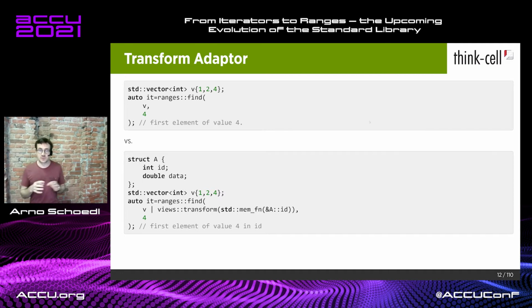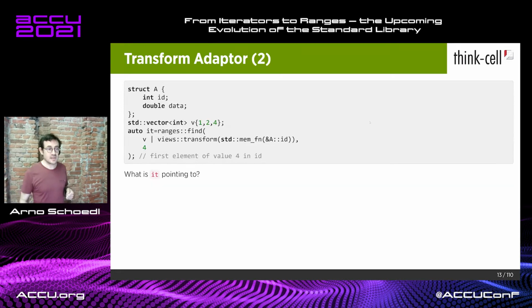The constructor doesn't do anything more. And then when you start iterating over that range, then whenever you are dereferencing an element, the transform will actually apply the transformation to pull out the ID. So the transformation is happening lazily while you're iterating. Now, if you do that, and you then get an iterator back, what is that iterator pointing to? Well, you plugged a range of integers into the ranges::find. And what you're getting out is an iterator to ints.